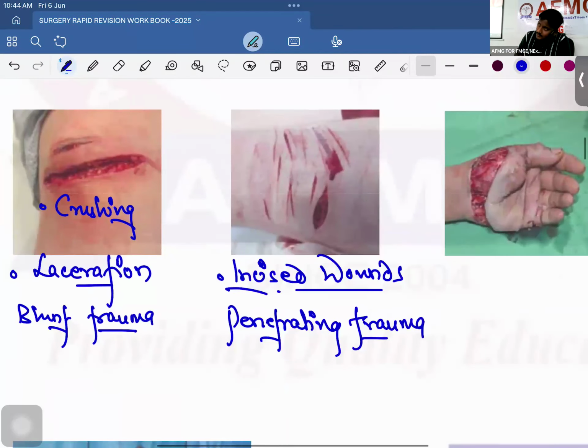And second, here the nerves, blood vessels, hair follicles, and the tissues will be cut. So there is cutting of tissues in cases of incised wounds, beta. That is what is important to be remembered.